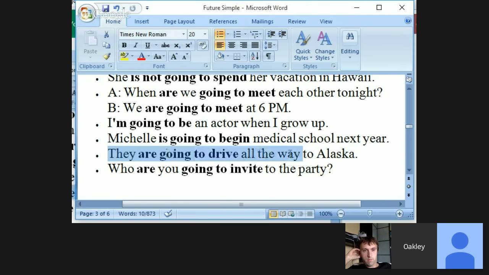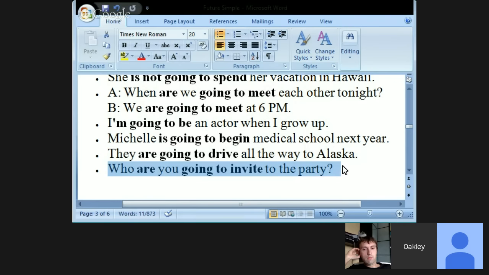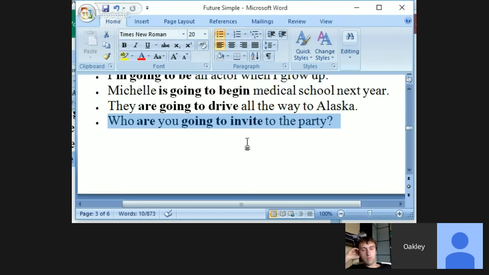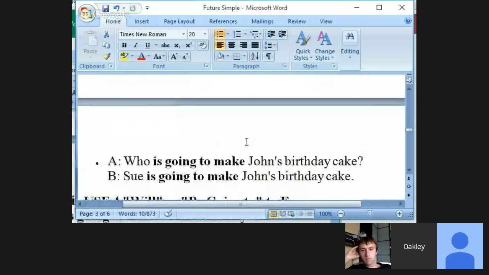They're going to drive all the way to Alaska. All right. Who are you going to invite to the party? Again, in a question, who are you planning to invite to the party? Who have you thought about inviting to the party?